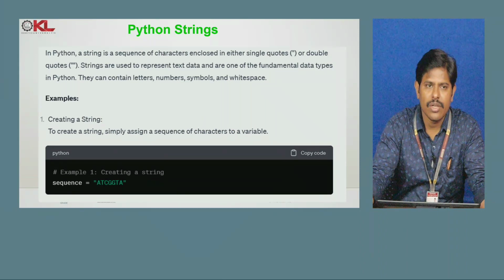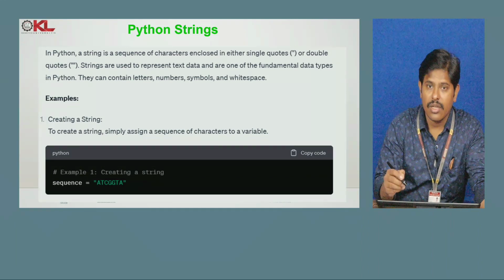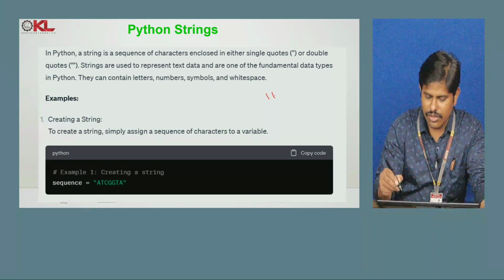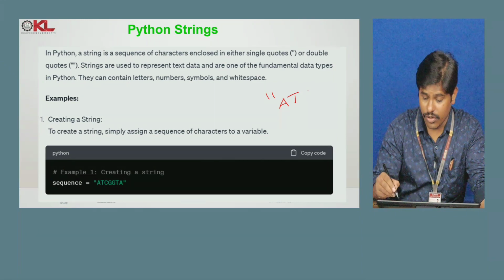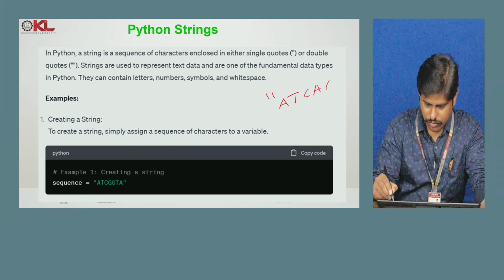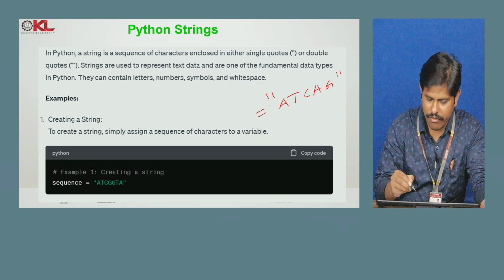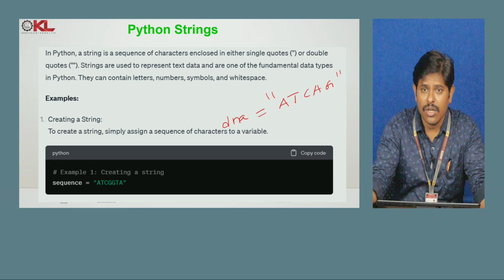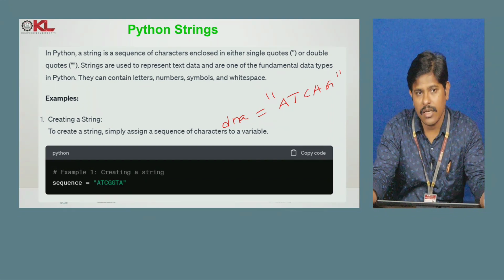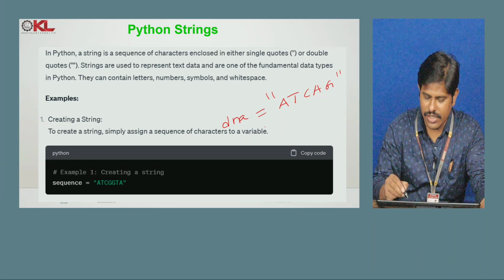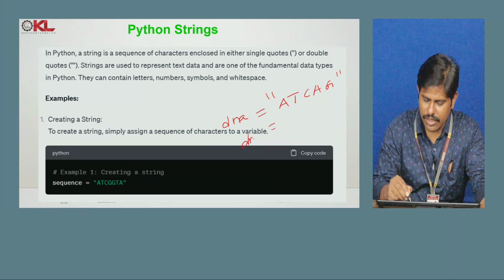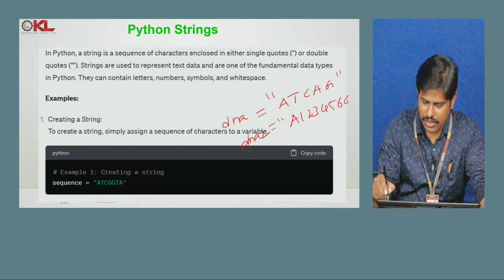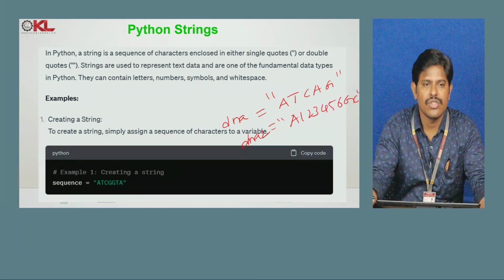To define a string, it is a sequence of characters enclosed in single quotations or double quotes and assigned to a variable name, and they are used to represent string data or even other data types also. We can call them strings here. For example, DNA2 equal to A12345GCT. This can also be a string data type.